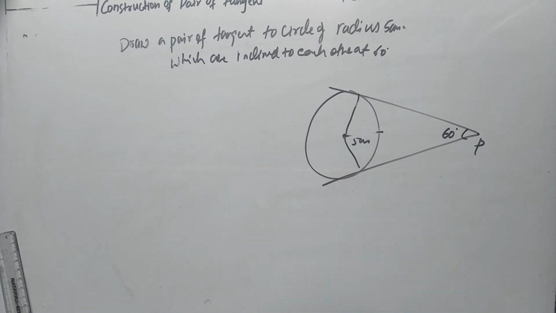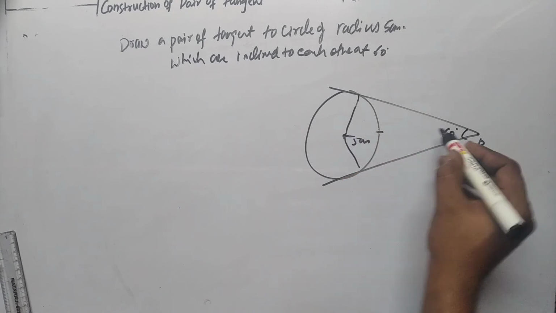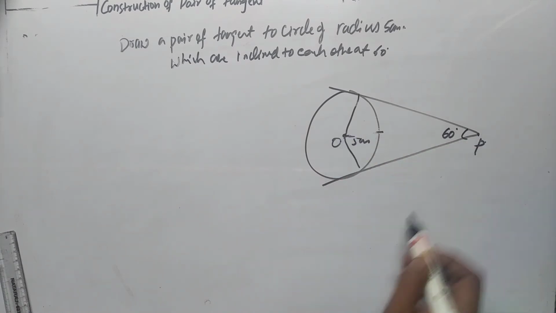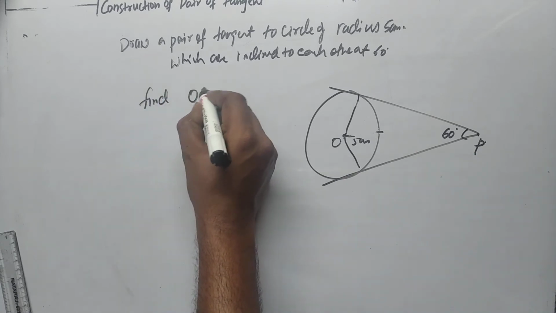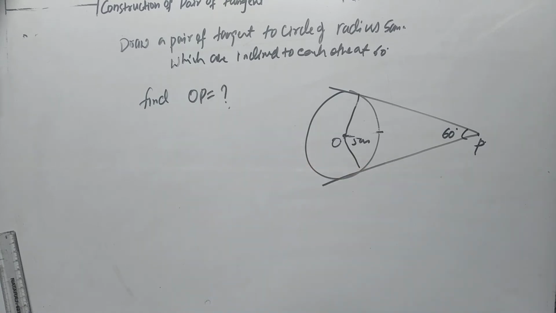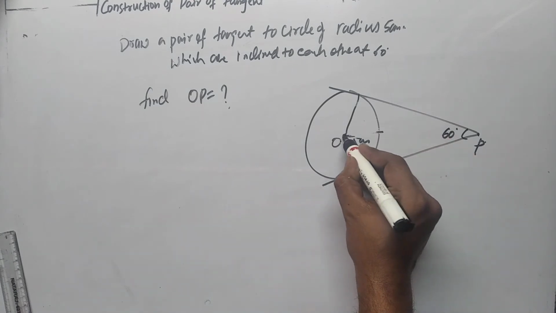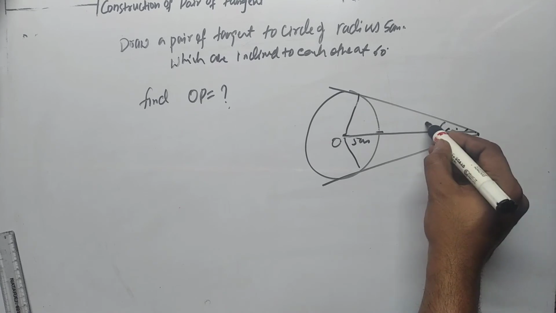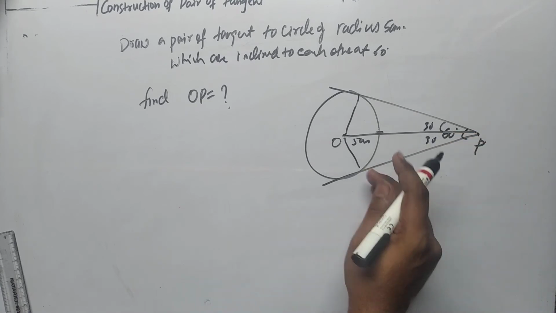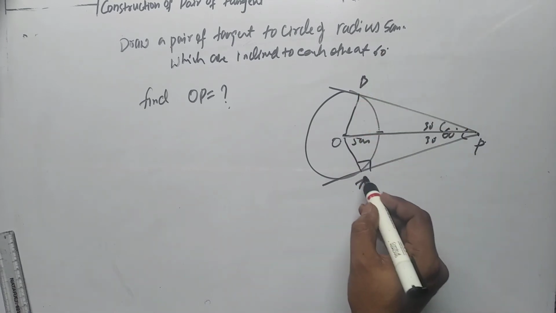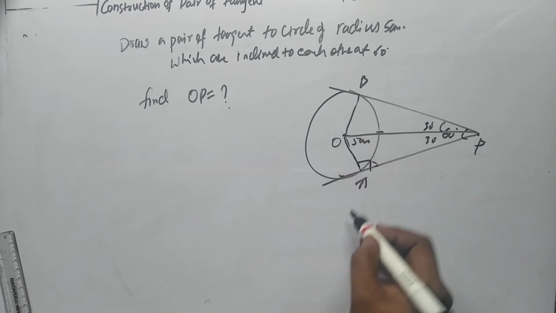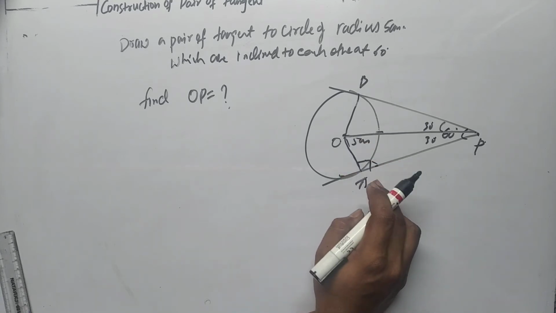So how will you draw? Whenever you want to draw a pair of tangents, you should know the hypotenuse, the distance between the center and the exterior point P. So first step, we have to find OP. If you find OP, then we can draw the pair of tangents. Here, as it is given that the angle is 60 degrees, this will be the bisector, so the angle will be divided into 30 and 30. You can take this as a right angle triangle, because the angle made by the tangent and the perpendicular line will be 90 degrees. This is a right angle triangle. We can apply the Pythagoras theorem.